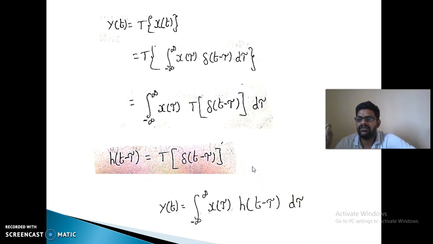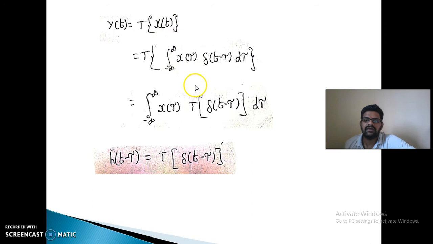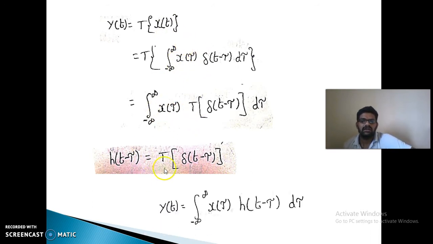h of t is known as the impulse response. When the input is delta of t, the output of the system is known as the impulse response. That impulse response is used to analyze the actual response of the system. If you apply any arbitrary input x of t, then y of t is the same transformation operating on x of t. But actual x of t is defined as the integral of x of tau into del of (t minus tau) d tau. Substituting that, you get y of t equal to the integral from minus infinity to plus infinity of x of tau h of (t minus tau) d tau. This is nothing but the convolution sum formula.